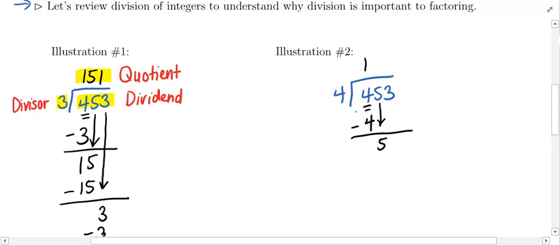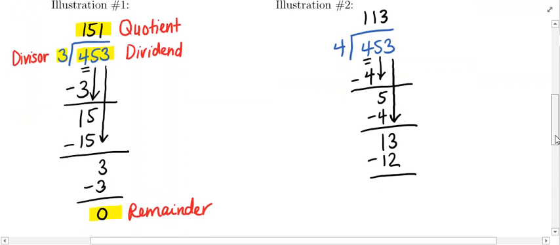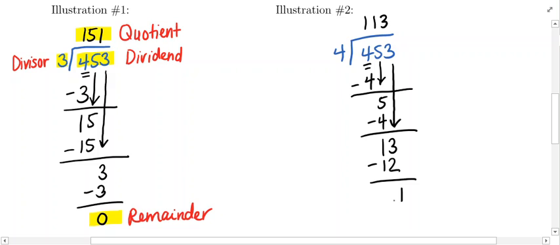So now 4 goes into 5 1 time. 1 times 4 is 4, so subtract that out. We're going to get a 1, okay, and we have one more number to bring down. So now we're asking ourselves, how many times does 4 go into 13? Well, 3 times. 3 times 4 is 12, so subtract that out, and you're going to be left with 1. But there's no more numbers to bring down, so we're done.